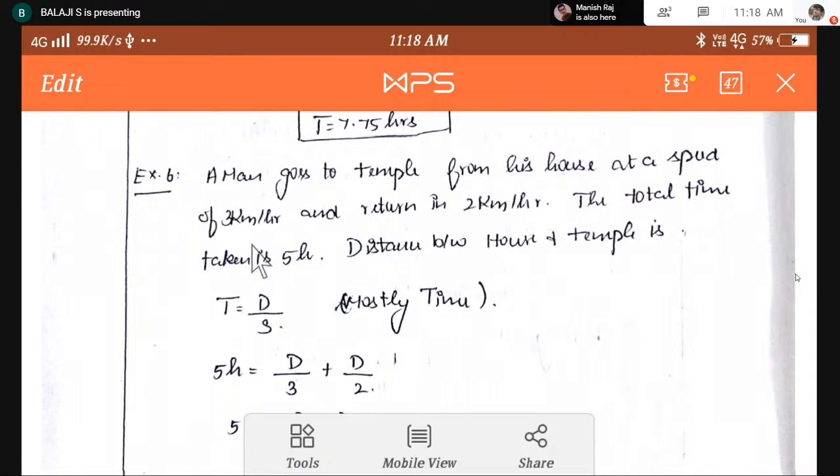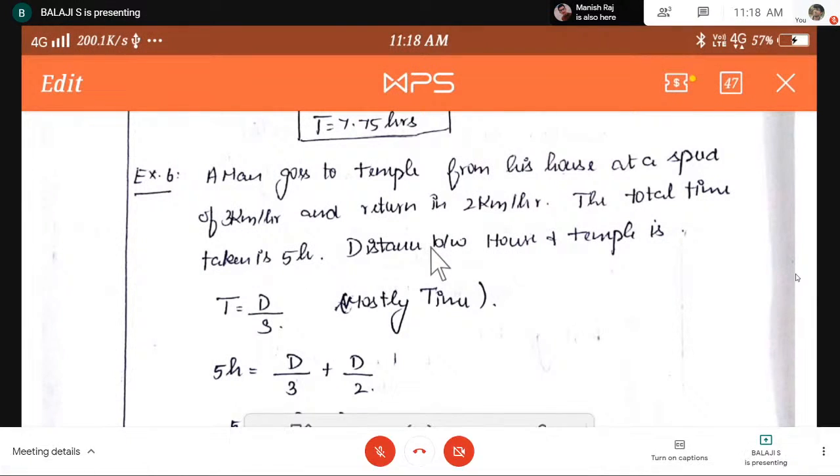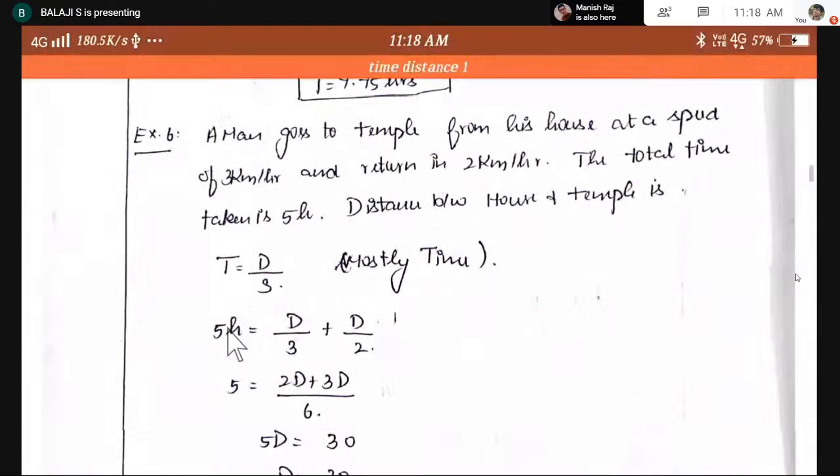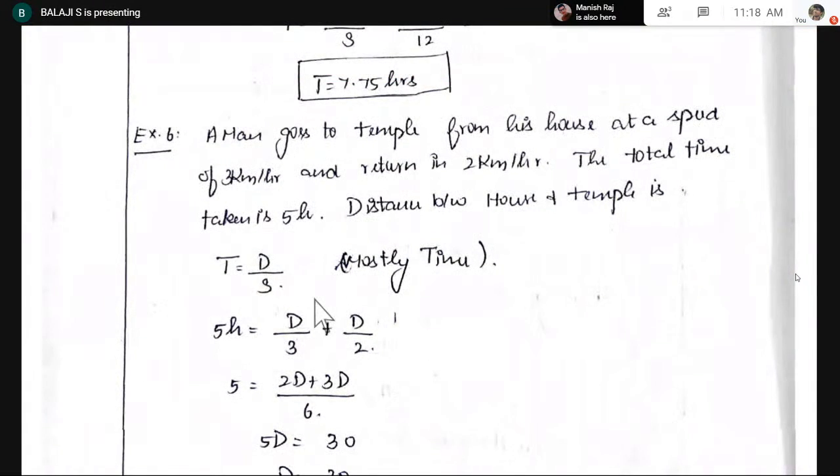See here, a man starts from his house and goes to the temple at a speed of 3 km per hour and returns at 2 km per hour. The total time he has taken from house to temple and temple to house is 5 hours. So the total time is given. Here we know that time is equal to distance by speed. The first distance is from house to temple. We don't know the distance, we have to find it out. Distance by speed, that is 3 km per hour.